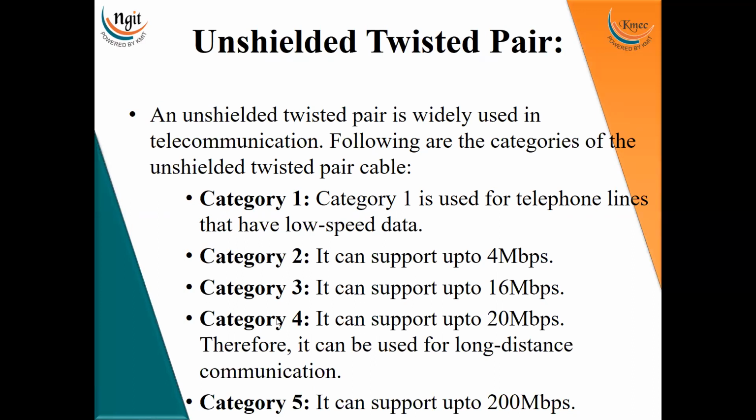Category 1, 2, 3, 4, 5. Category 1 is low speed data. Category 2 can support up to 4 Mbps. If we go for category 3, it will support up to 16 Mbps. If we go for 4, it will support up to 20 Mbps. Therefore, it can be used for long distance communication also. What is meant by category 5? It can support up to 200 megabits per second.